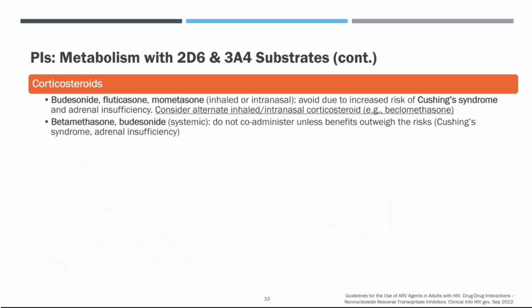They are contraindicated to be used with protease inhibitors. But one exception is the beclomethasone, which does not interact with the protease inhibitors. So you may be able to convert those patients to beclomethasone inhalations. Versus patients taking betamethasone or budesonide systemic administration, unfortunately, it is strictly contraindicated due to the significant risk of Cushing syndrome and adrenal insufficiency.